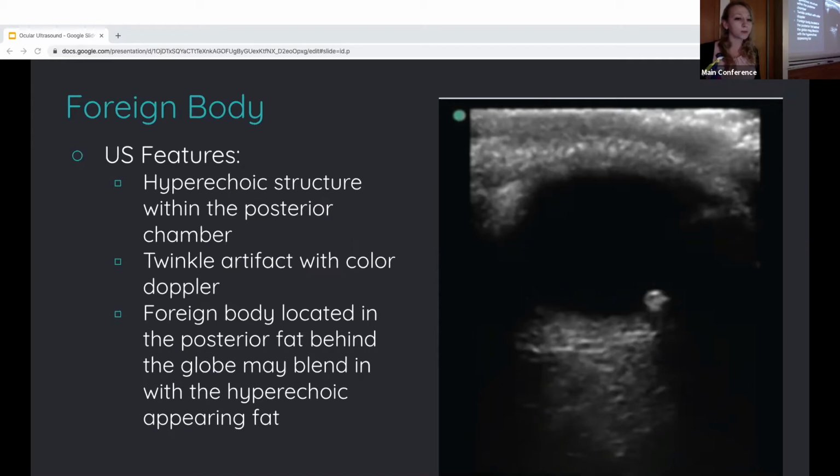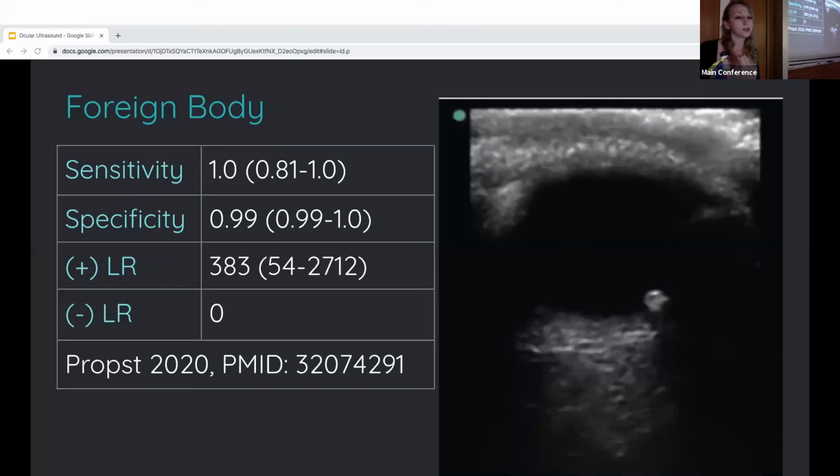One caveat is that if the foreign body is located in the posterior fat behind the globe, it may blend in with the fat, so you may not be able to see it as evidently. The sensitivity is usually about 100%, specificity is 99%, so pretty good.